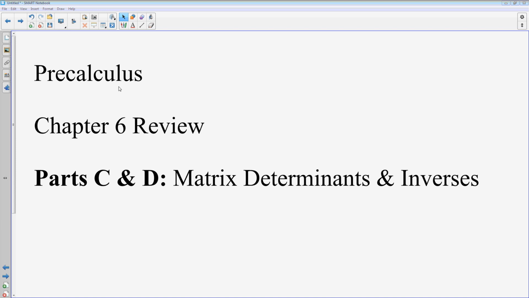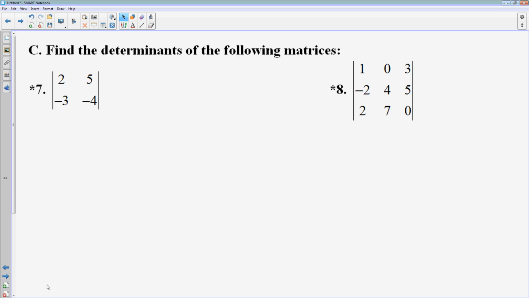Moving on with the next sections of the review, doing matrix determinants and inverses. The determinants, I expect you to do these by hand. Now you can use a calculator to check your answer, but I am expecting this to be done by hand. Remember, determinants, you do downhill minus uphill.